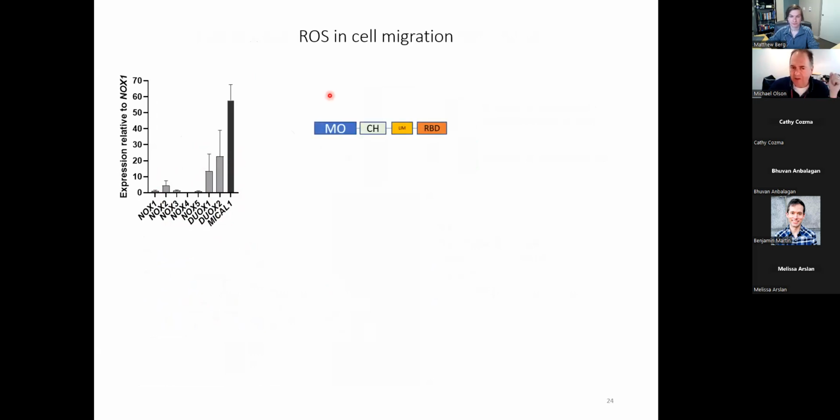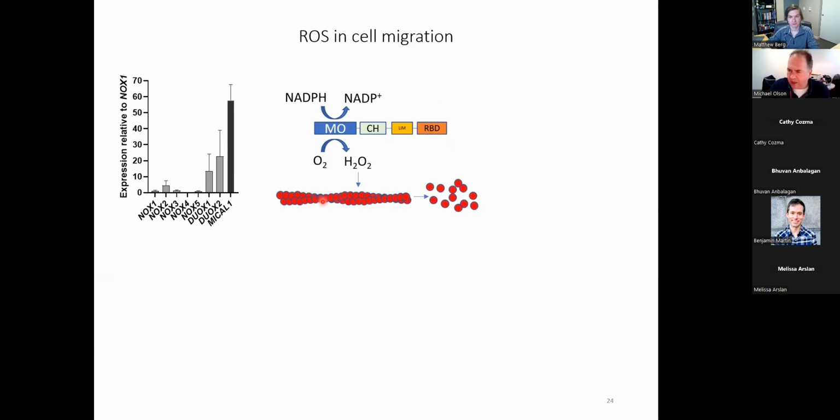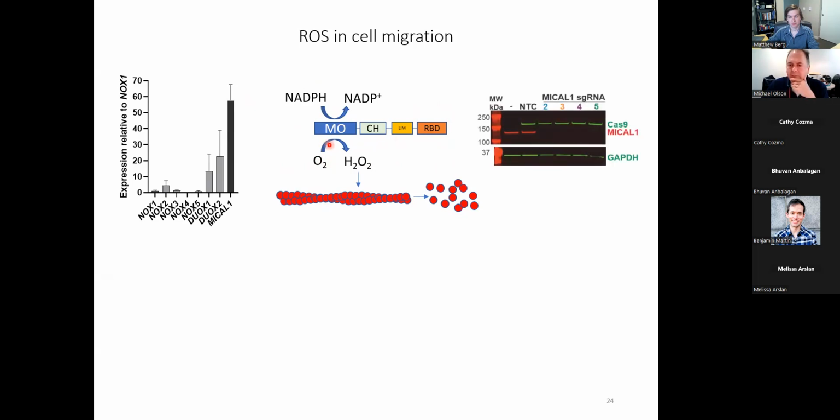It's a protein that has these domains: a monooxygenase domain, a calponin homology domain, a LIM domain, and a binding domain. What it does is it takes NADPH and then produces hydrogen peroxide from oxygen. Oxygen actually directly oxidizes actin on two methionine residues, and that causes the depolymerization of F-actin. So MICAL-1 produces hydrogen peroxide, and one of the things it can do is directly depolymerize F-actin. So we CRISPRed it out with a few different sgRNAs.